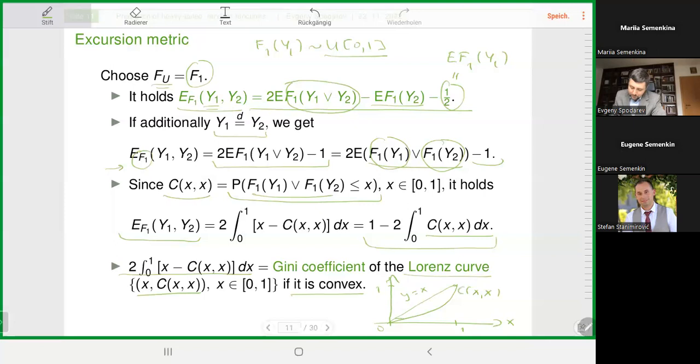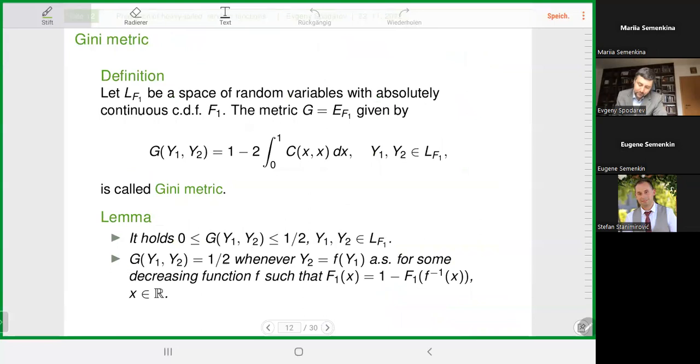And so the Gini coefficient was this particular area measuring the deviation of the Lorentz curve from the line of perfect equality in econometrics, saying what is the perfect distribution of goods in a society. But in our case, C, which is the diagonal of the copula, must not be convex. That means we have not a perfect coincidence with the Gini coefficient, but inspired by this, we can give the following definition. So if we consider the space of random variables which are absolutely continuous and have this CDF, then the metric, the excursion metric, which takes our levels from the very same CDF and which is given this way, will be called the Gini metric.